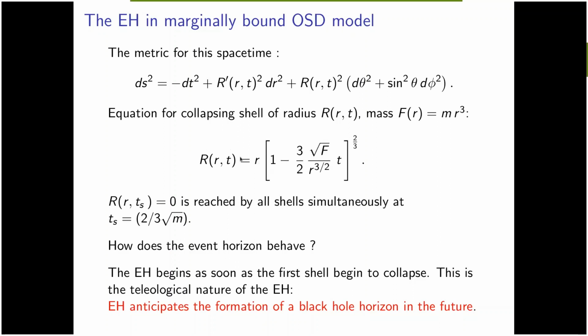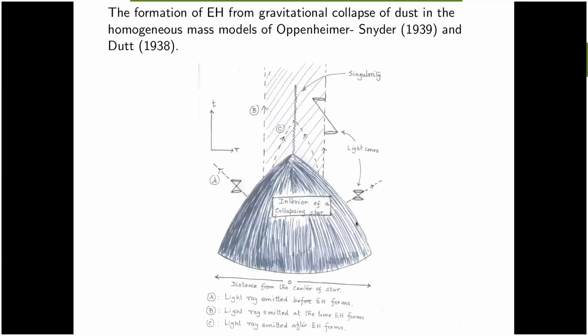And we can see very clearly that R goes to 0 at some time, which is given by this equation. So that is the singularity time. And this singularity time is independent of small r, because m is a constant in the Oppenheimer-Snyder metric, and this singularity time is a constant. That means that all shells labeled by small r reach the singularity at the same time. So whatever small r, the shells will reach the singularity at the same time.